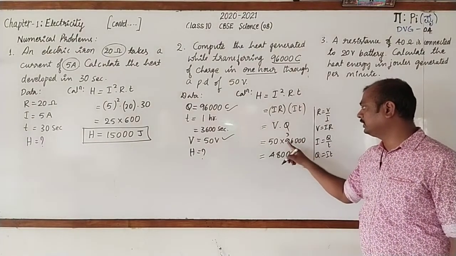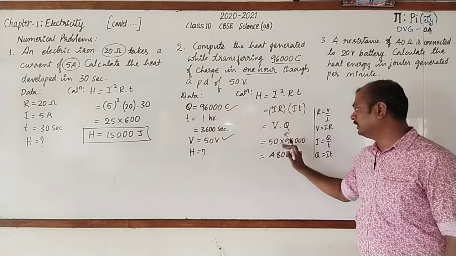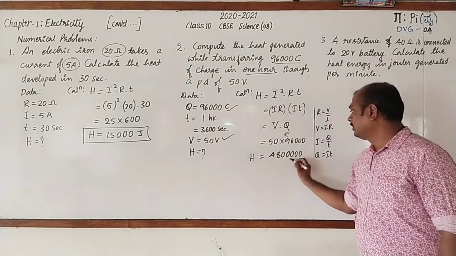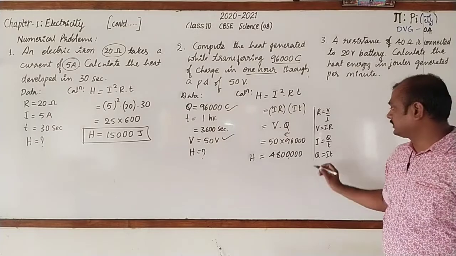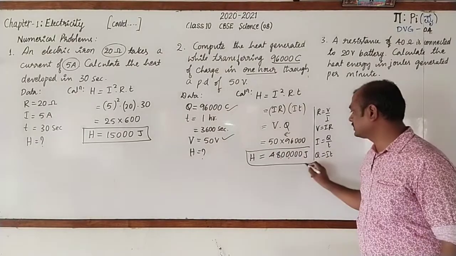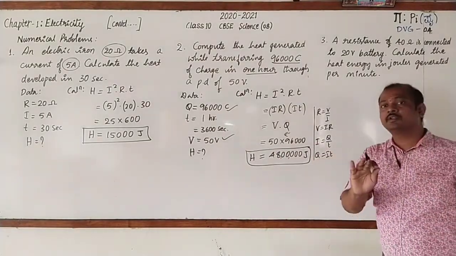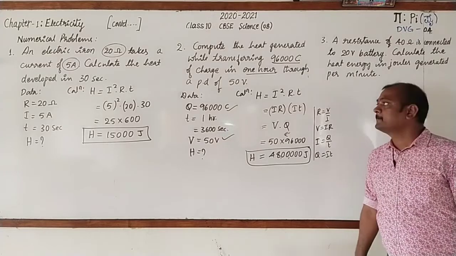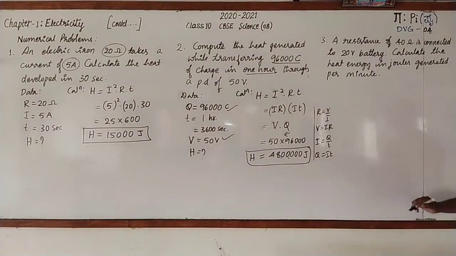3 is the carry. 5 9s are 45, plus 3 is 48. It is 48 lakh joules. This much amount of heat energy is released. Clear? Now we have one more type of problem.